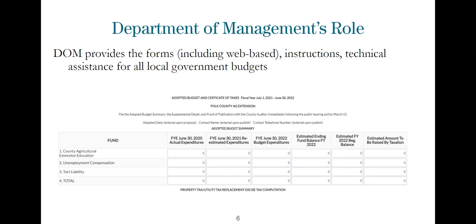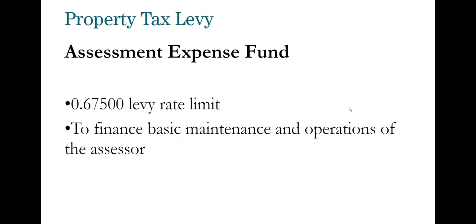The Department of Management's role in the budget process is that we provide the forms, including those web based forms that we're referring to. We provide instructions, we provide technical assistance, and just sort of guidance throughout the process. And we do that for all the local government budgets in the state that levy property tax, as well as some that don't. So we'll go ahead and jump into a description of the property tax levies available to assessors.